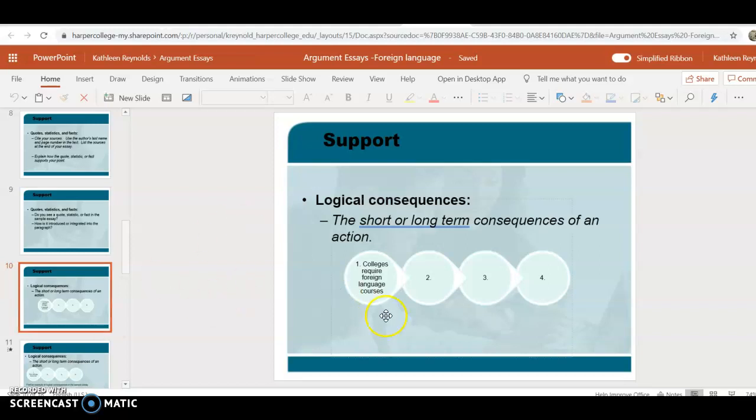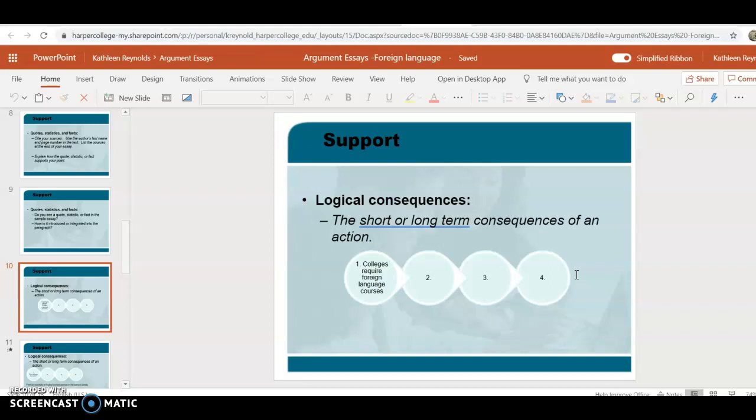So, for example, if we start with this idea, colleges require foreign language classes, and we say when colleges require foreign language classes, students will fail out of school and they will have to drop out. The problem with this type of support is that it skipped from number 1 to number 4. It did not explain the intermediate steps in the process that led to this result.